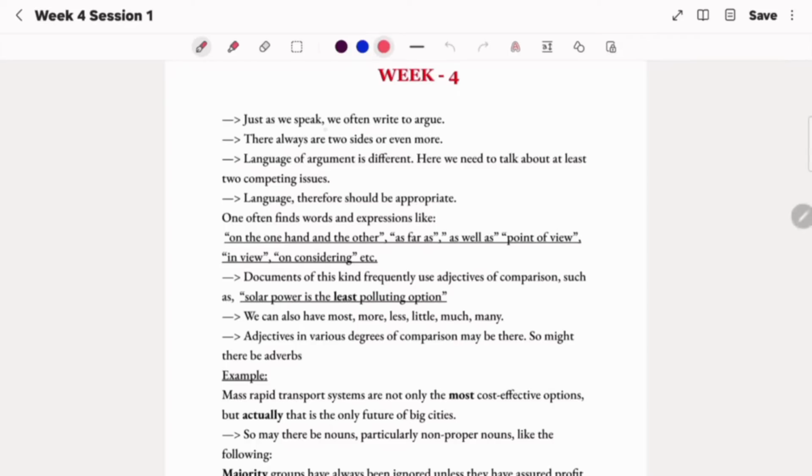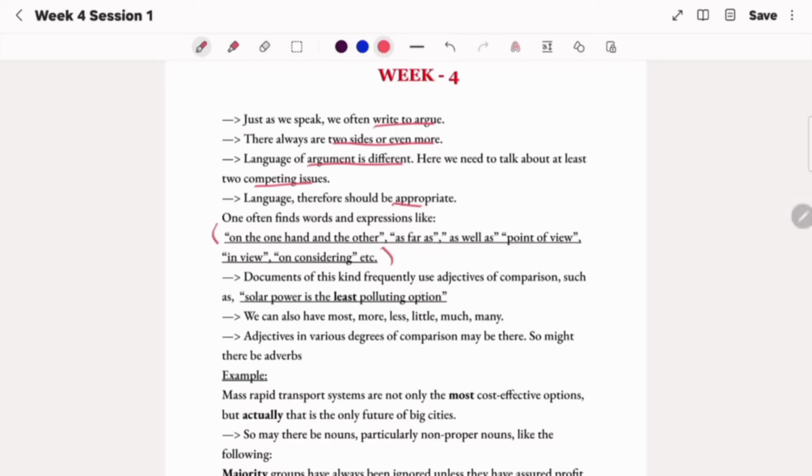Just as we speak, we often write to argue. There are always two sides or even more. The language of argument is different. Here we need to talk about at least two competing issues, and the language should be appropriate. During these arguments, we can find expressions like "as far as", "as well as", "on the one hand and on the other", etc.